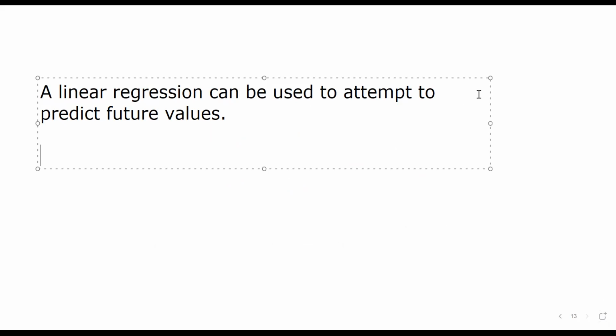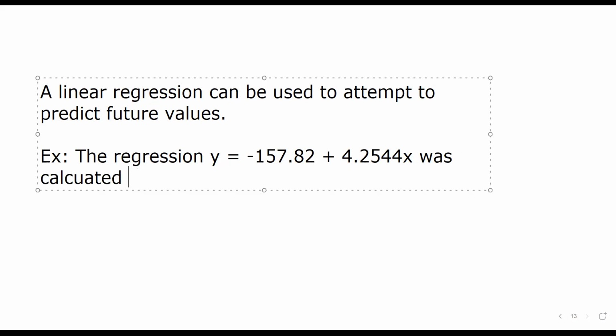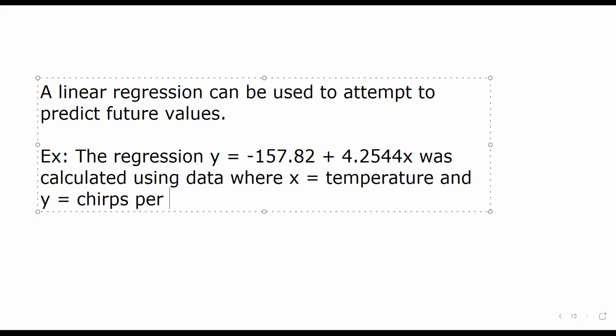I'll show you an example. This time I'm going to type the equation. I forgot I took a picture of it. The regression, y equals negative 157.82 plus 4.2544x, was calculated using data where x equals temperature, and y equals chirps per minute.